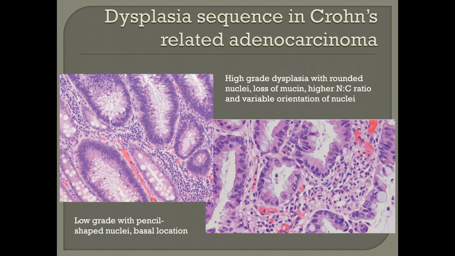The dysplasia sequence, of course, as we indicated, low-grade dysplasia here with elongated nuclei stratified, rounding up into high-grade dysplasia, and then a loss of mucin, more complex architecture, higher NC ratio, and then subsequent development of invasive neoplasia.